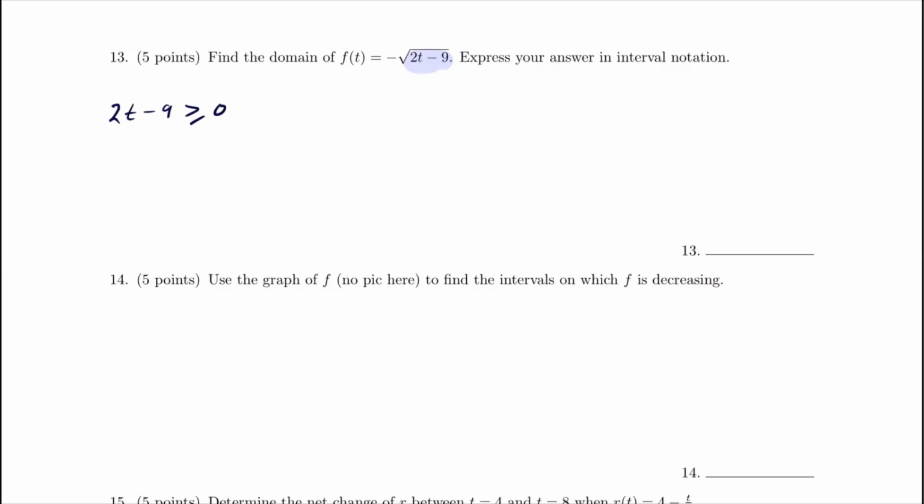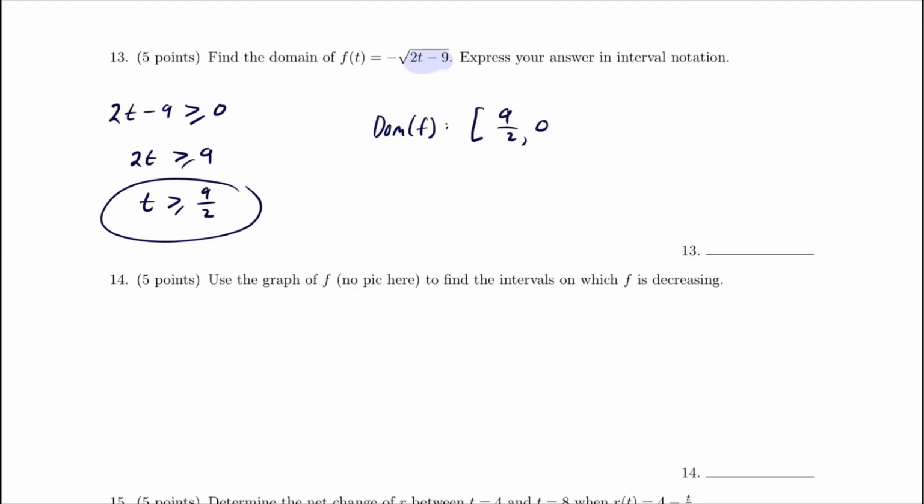So I'm going to add 9 to both sides. 2t is greater than or equal to 9, divide by 2. So t has to be greater than or equal to 9 over 2. So as long as t is greater than or equal to 9 over 2, this function makes sense. Therefore, our domain of f is going to be from 9 over 2 to infinity. And I put a bracket around 9 over 2 because you can set it equal to 0. That's fine.